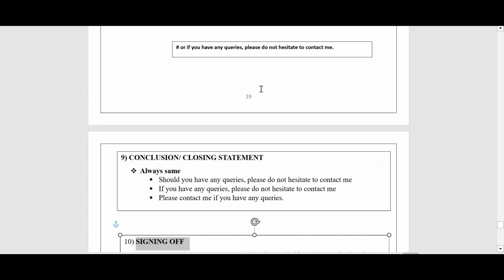So anyway, I have many more things to explain after the letter writing. There are certain tips like what you should not be writing in the letter, and that also I will show you. And some of the connectors also, I will give you tips in the coming videos.